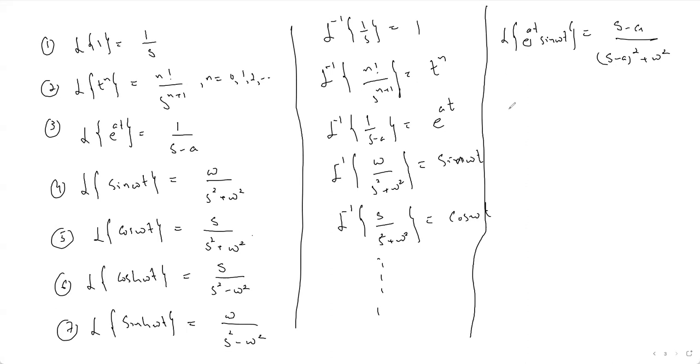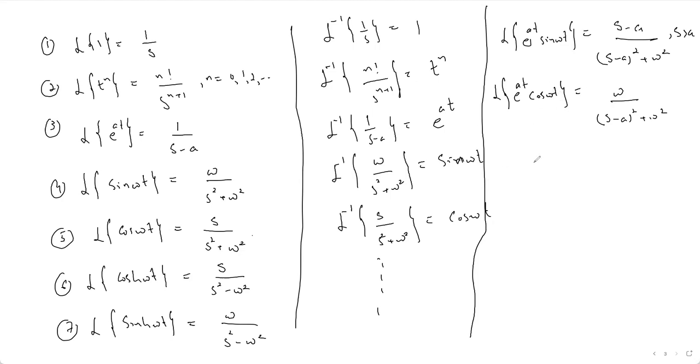Similarly, the Laplace transform of e raised to power at cos of omega t. What is that equal to? It should be equal to s minus a divided by s minus a square plus omega square, right? I am writing these directly, but you should find them yourself. Just multiply by e raised to power minus st and then find the integral.